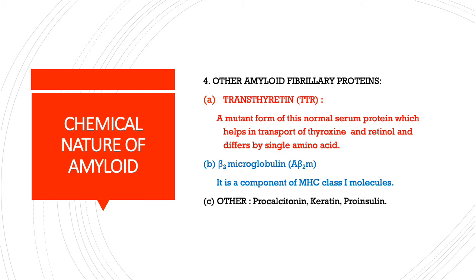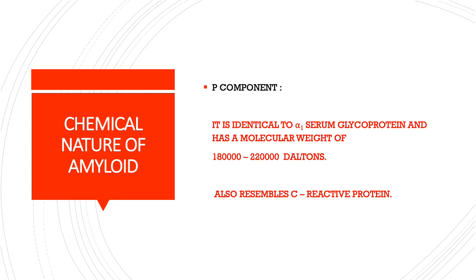Other amyloid fibrillary proteins which are clinically significant include transthyretin. As the name suggests, it is a transporter protein which transports thyroxine as well as retinol. It is a mutant form of this normal serum protein, which helps the transport of thyroxine and retinol, and differs by a single amino acid. Then there is A beta 2 microglobulin, a component of MHC class 1 molecules. Other amyloid proteins could be procalcitonin, keratin and proinsulin. The P component is identical to alpha 1 serum glycoprotein and has a molecular weight of 18,000 to 22,000 daltons. It also resembles C reactive protein, which is an acute phase reactant protein.